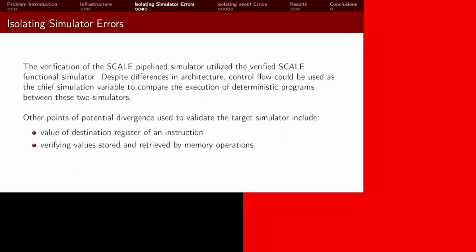The verification of our SCALE pipeline simulator utilized the verified SCALE functional simulator. So despite differences in these architectures, control flow could be and was used as the chief simulation variable to compare the execution of deterministic programs between these two simulators. Other points of potential divergence used to validate the target simulator include the value of the destination register of an instruction and verifying values stored and retrieved by memory operations.